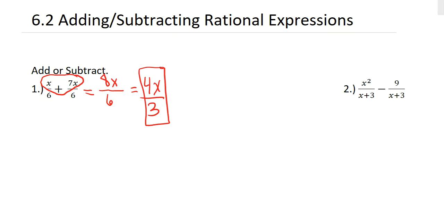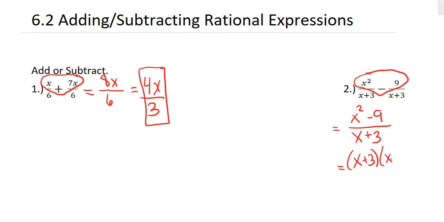If we look at number two, again, it's set up really nicely for us so that we have the same denominator. So we're going to keep the denominator the same, x plus 3. And we're going to follow the operation, which just says x squared minus 9. Now, what makes this one a little bit different is you'll notice that x squared minus 9 is factorable. So we're going to factor that to be x plus 3 and x minus 3 over x plus 3. And that's going to cancel out. And so our final answer is x minus 3.